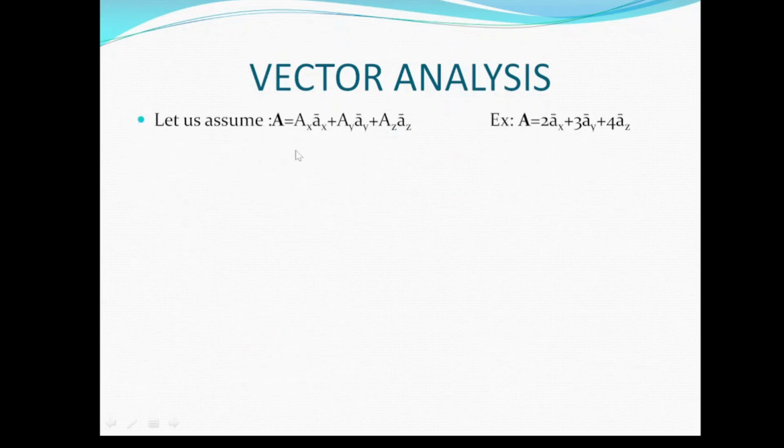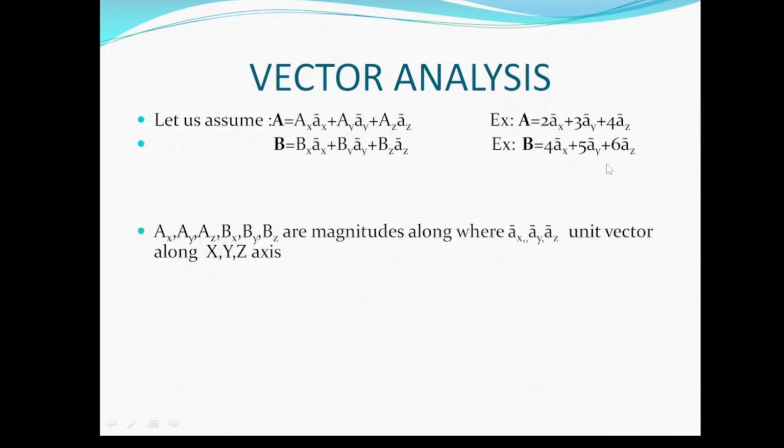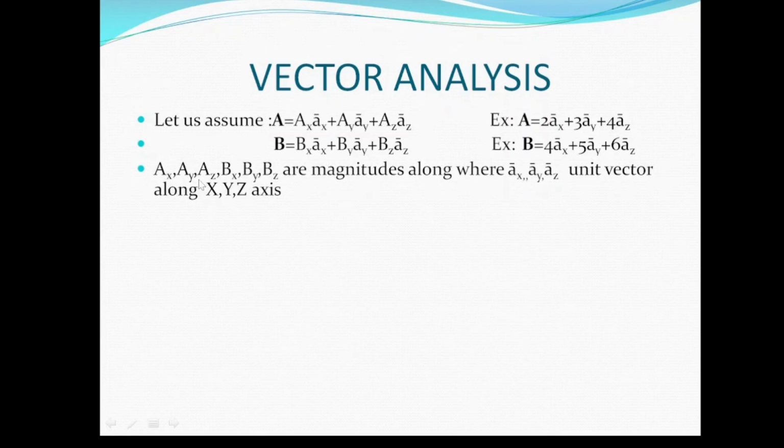Let us assume vector A is equal to Ax into small x plus Ay into small y plus Az into small z. For example, A is equal to 2ax plus 3ay plus 4az, and also assume B is equal to Bx into small x plus By into small y plus Bz into small z. For example, B is equal to 4ax plus 5ay plus 6az. Here capital Ax, Ay, Az, Bx, By, Bz are magnitudes along the unit vectors ax, ay, az, which are along the XYZ axes.